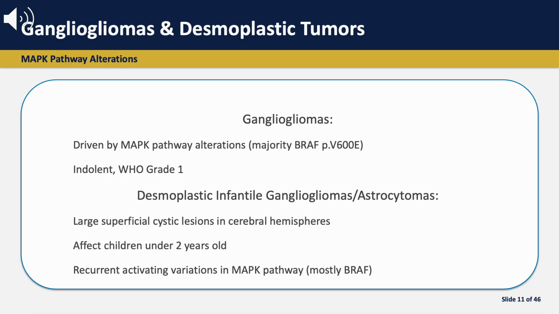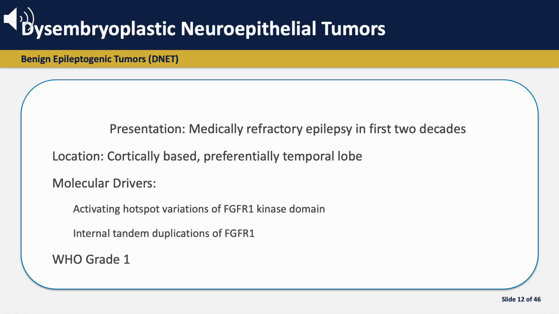Desmoplastic infantile gangliogliomas and astrocytomas are highly related benign tumors showing either mixed glial and neuronal features or purely glial morphology, respectively. These tumors characteristically occur as large superficial cystic lesions in the cerebral hemispheres of children under 2 years old. Recurrent activating variations in the MAPK pathway have been described, mostly within BRAF.